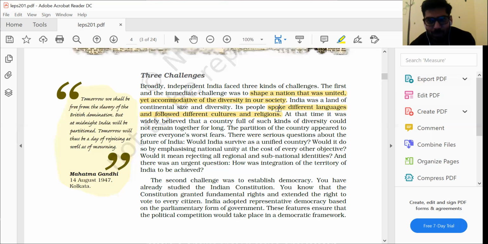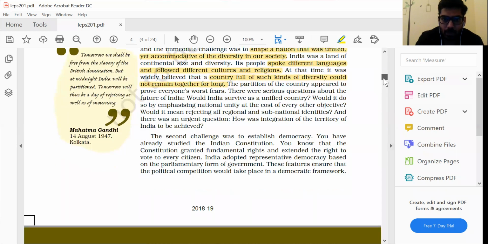So I'll not go much into it because that would be beyond the comprehension of the present text. At that time, it was widely believed that a country full of such diversity could not remain together for long. And partition, it actually heightened the fears, with the riots that happened. A criminal environment was there. So these were very challenging things, how to bring everyone together. Everyone is having apprehensions, how to bring them together, how to allay the fears and keep them on the same plane.